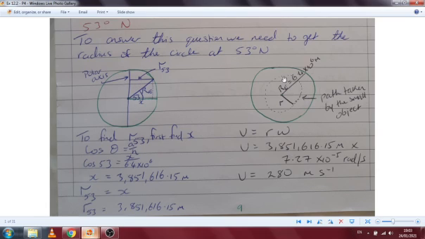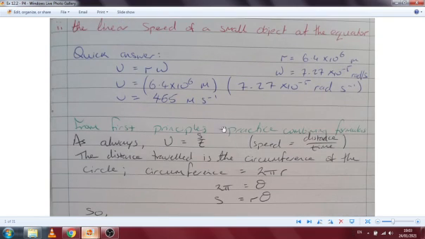Now we come back over here and we want to find the velocity of an object along this path at 53 degrees north. So the velocity, as always, is equal to r omega. We've just found a radius, which is this figure here. We know our omega, that was what we found in part 1, so it's 7.27 by 10 to the minus 5 radians per second. So at this more northerly latitude, you're only traveling at 280 meters per second. Because it's a smaller circle, you're traveling a good bit slower than you were at the equator, which was 465.